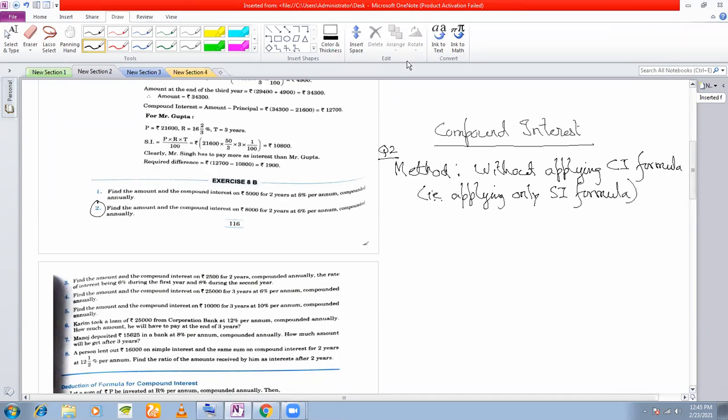Okay, let's read the problem and then see what is there in the problem. The question here is find the amount and compound interest on 8,000 for 2 years at... not 12.5%, it's 6% per annum. Find the amount and compound interest on rupees 8,000 for 2 years at 6% per annum. Okay, for 2 years only.